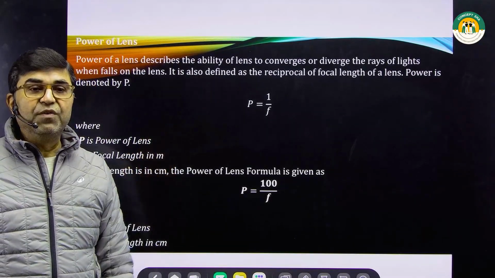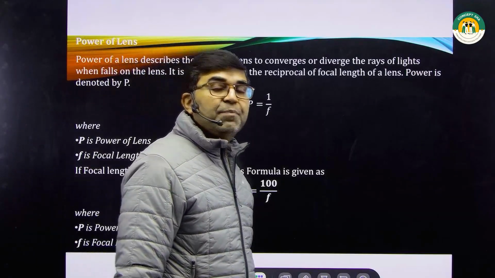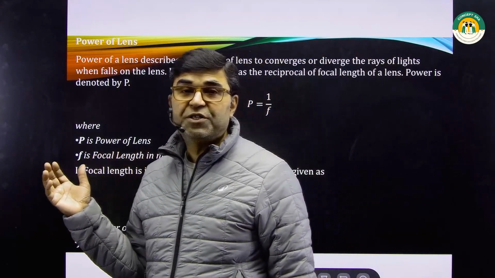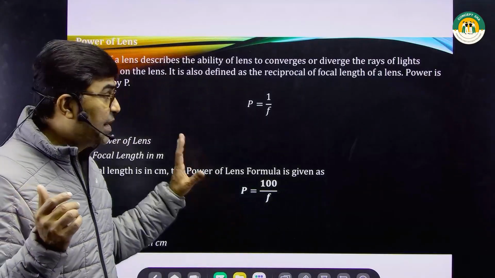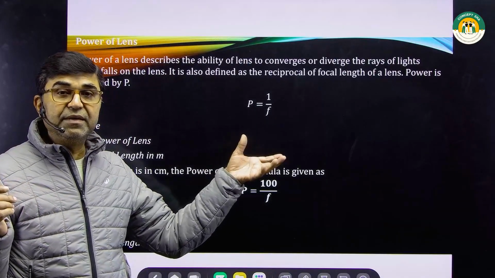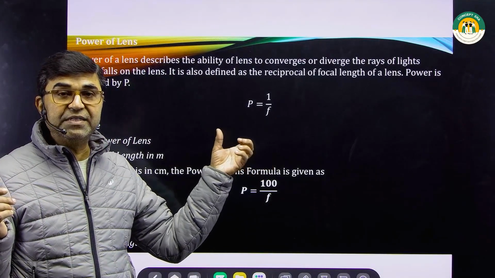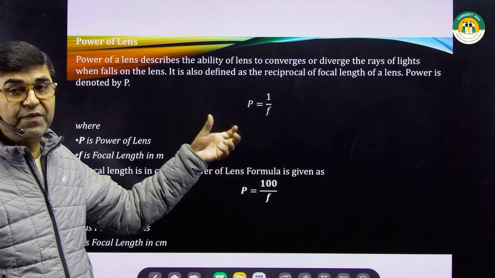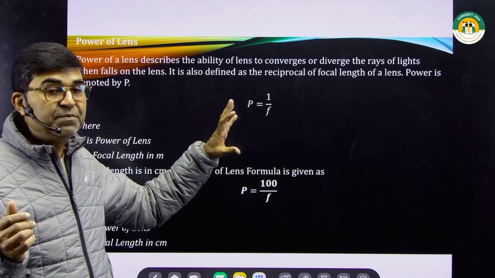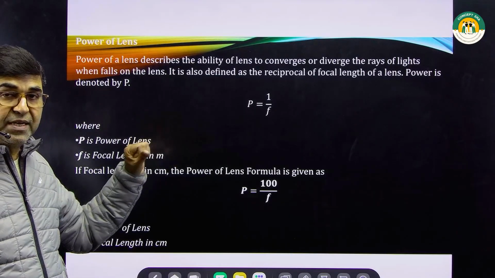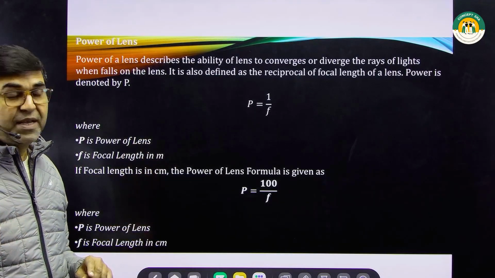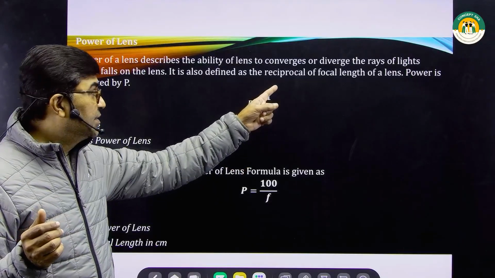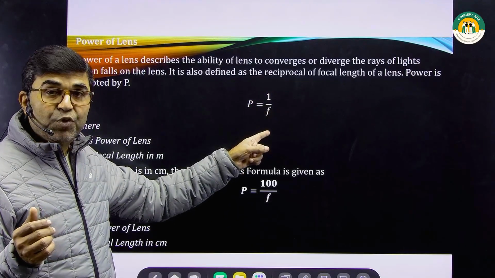Now comes the power of lens. The power denotes how much bending that lens is giving to the ray of light incident on it. If it is bending the incident light more, it will have more power, and if it is bending the incident light to a lesser degree, it will have less power. And the power is calculated as the reciprocal of focal length.